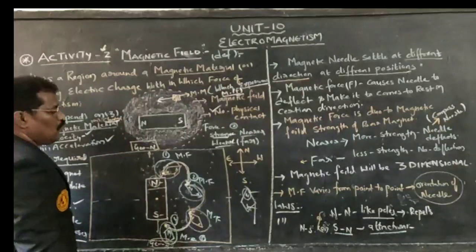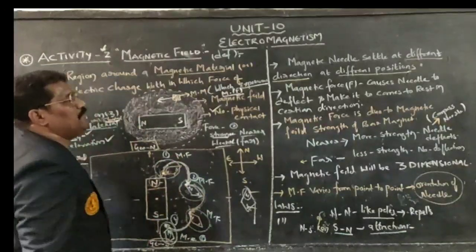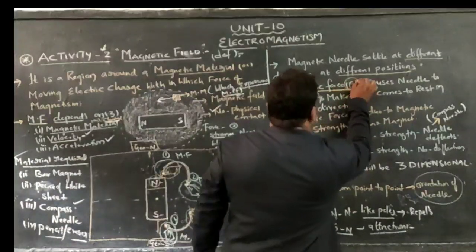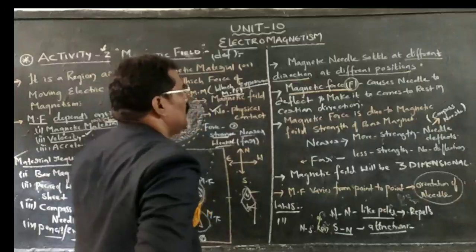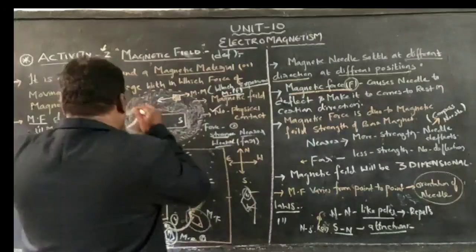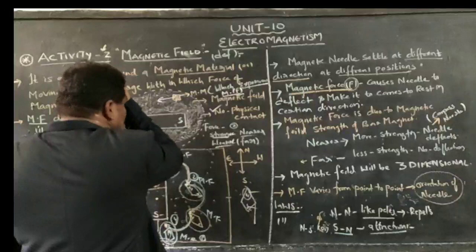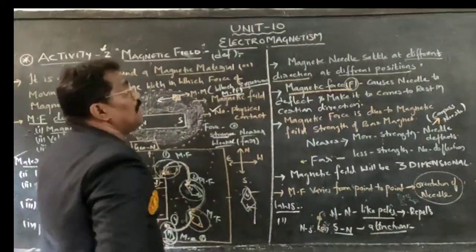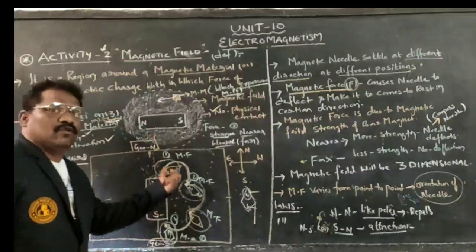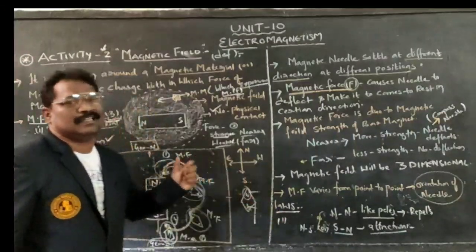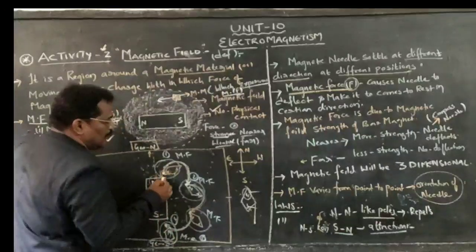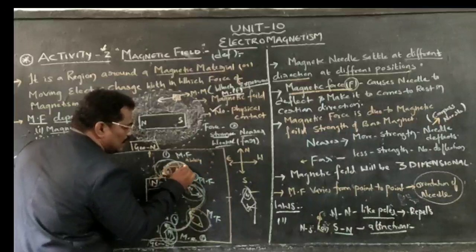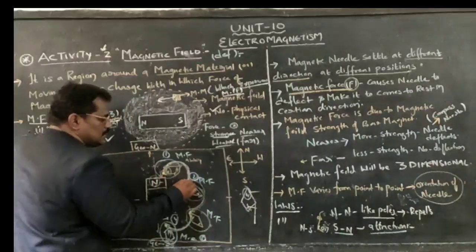Next one is what? What is making the needle be oriented? What force is acting? What is that force? Magnetic force, which is denoted with capital F. It causes the needle to deflect and come to rest in one certain direction. Here when I am placing the north pole, it is deflecting away and resting at a certain position, resting at this particular point.